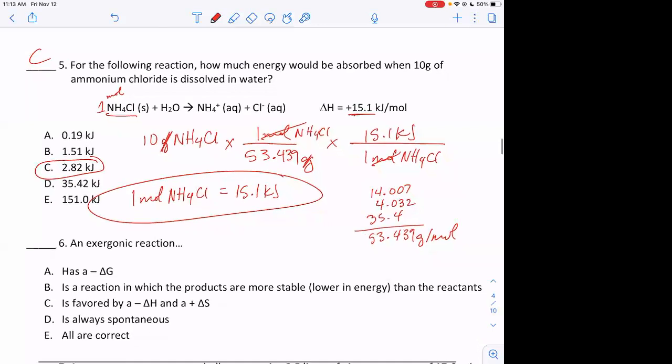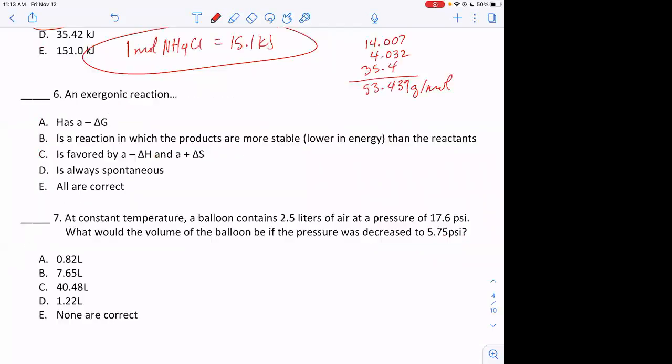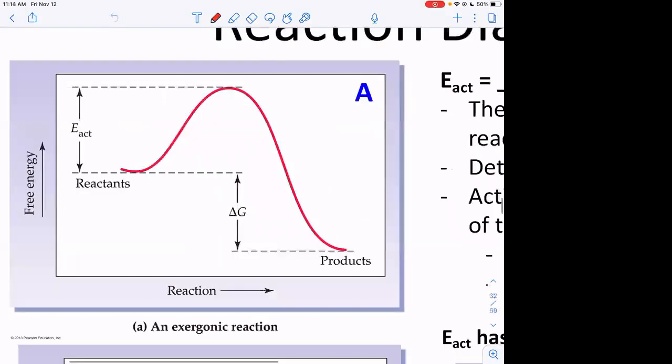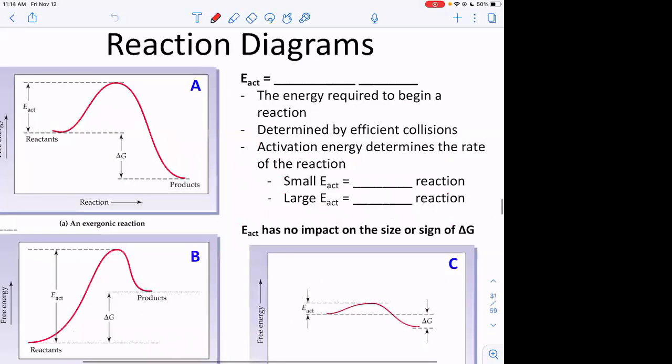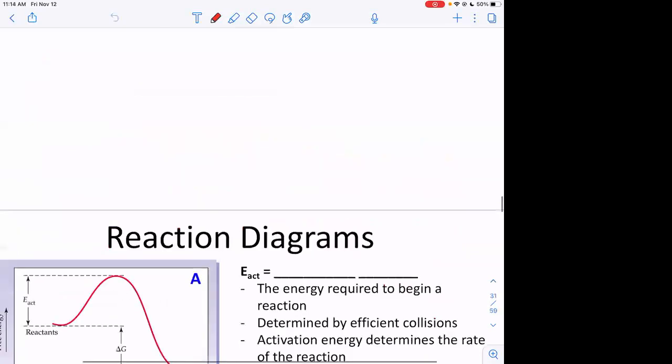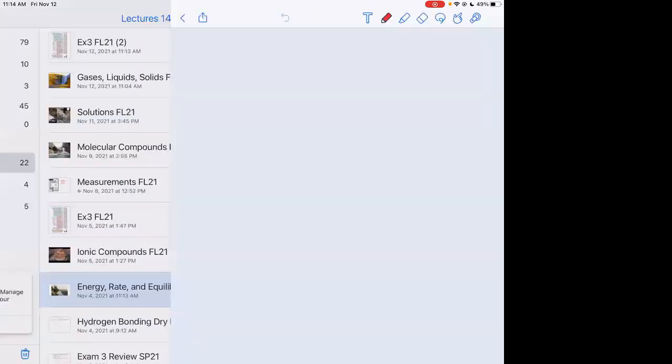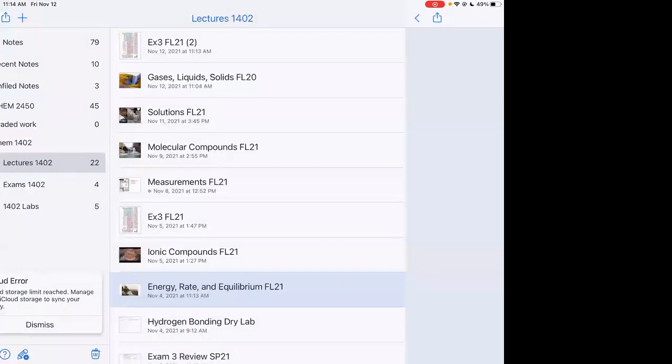All right, 6 is just how much do you know about the word exergonic? What does it mean? The slide that I pulled this from was right here. This is where we defined what exergonic means. So you can see delta G is negative, the reaction is spontaneous, products are lower in energy, more stable than reactants. So let's go back and see the question asking which says an exergonic reaction.